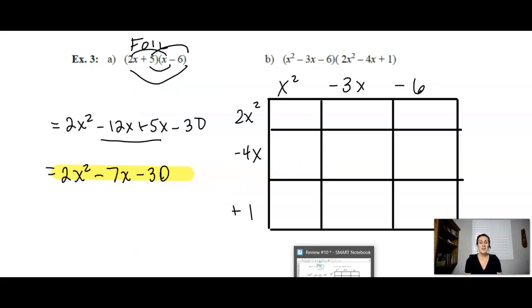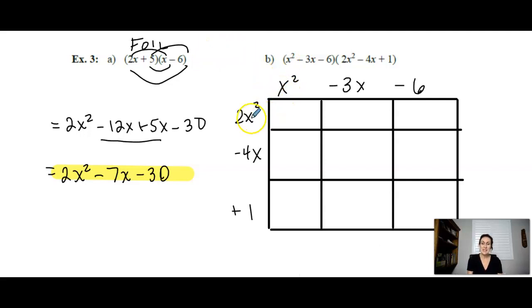In example 3a, all I did was use the distributive property, first times first, outside times outside, inside times inside, and last times last. Looking at example 3b, if you have not multiplied this way with a box, I would really like you to try this on your notes the new way. This is an amazing way. Most of my students on tests who use this method end up getting the problem right.